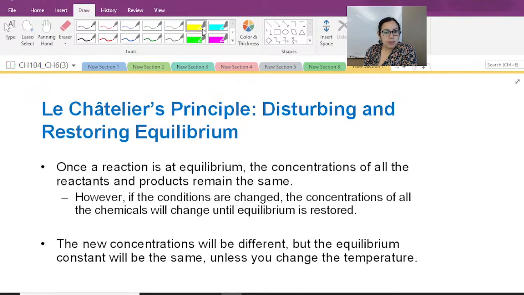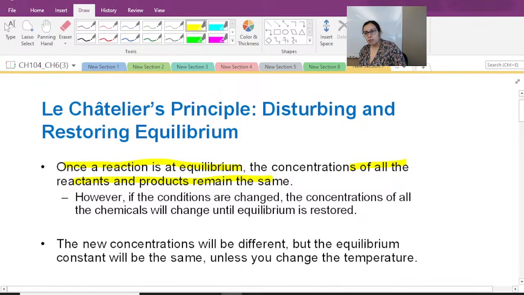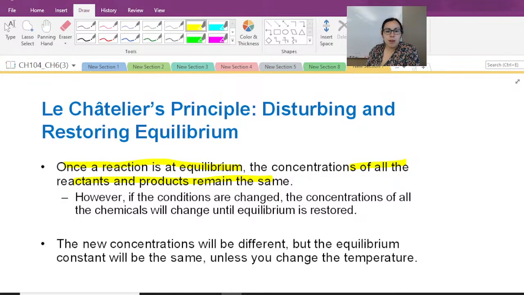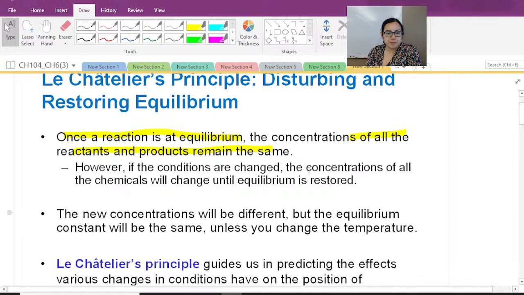Now, this gets kind of wordy, but let's break down what it's trying to say. Once a reaction is at equilibrium, the concentrations of all the reactants and the products remain the same. That doesn't mean there are no reactions happening. On the individual atom scale, there's still a lot of change going on. One atom could be reacting, and the other ones going back and forth. But overall, the concentrations would be the same. There are still reactions going forwards and backwards, but no overall change in concentration.